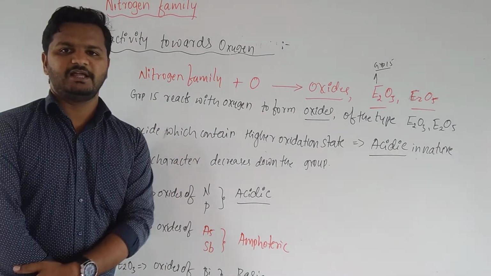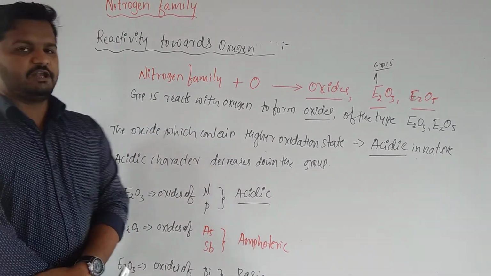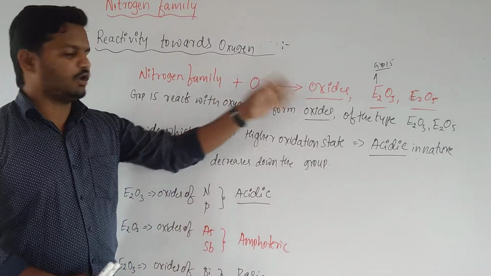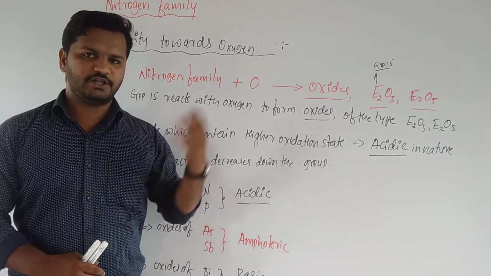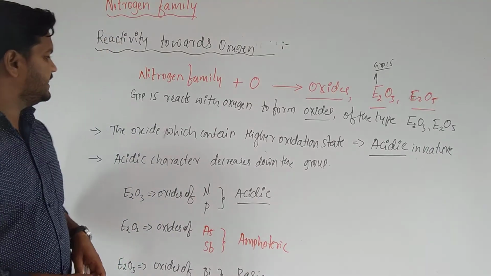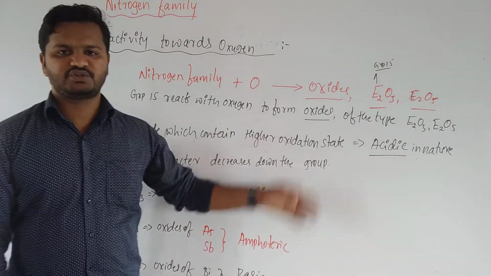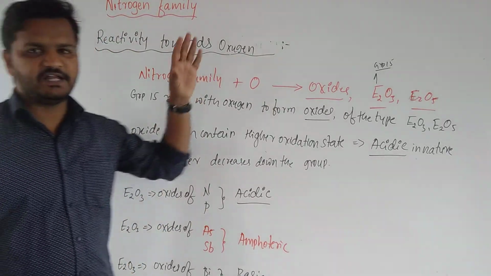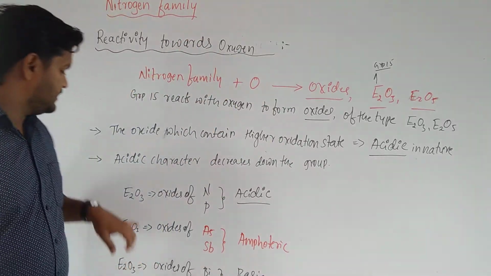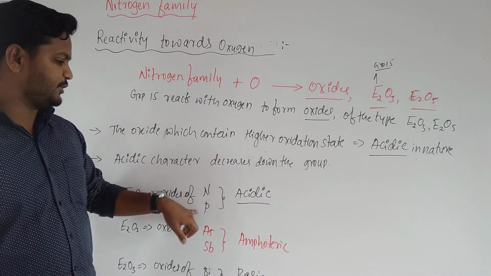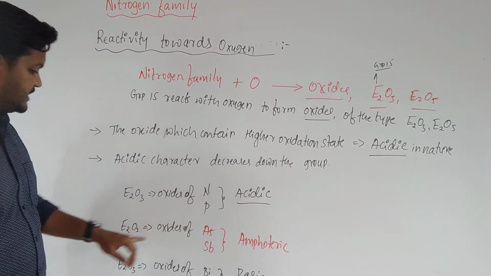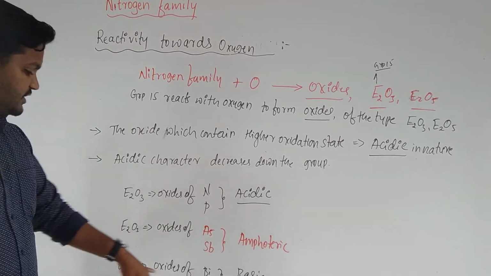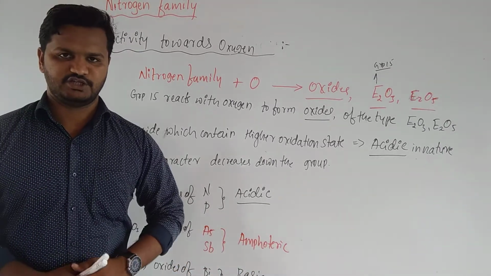Students, this is about group 15 elements' reactivity towards oxygen. When they react with oxygen, they form oxides in the form of E2O3 or E2O5. The oxide which contains the higher oxidation state will be acidic in nature. Acidic character decreases down the group. The E2O3 oxides of nitrogen and phosphorus are acidic, those of arsenic and antimony are amphoteric, and the E2O3 oxide of bismuth is basic in nature. Okay.